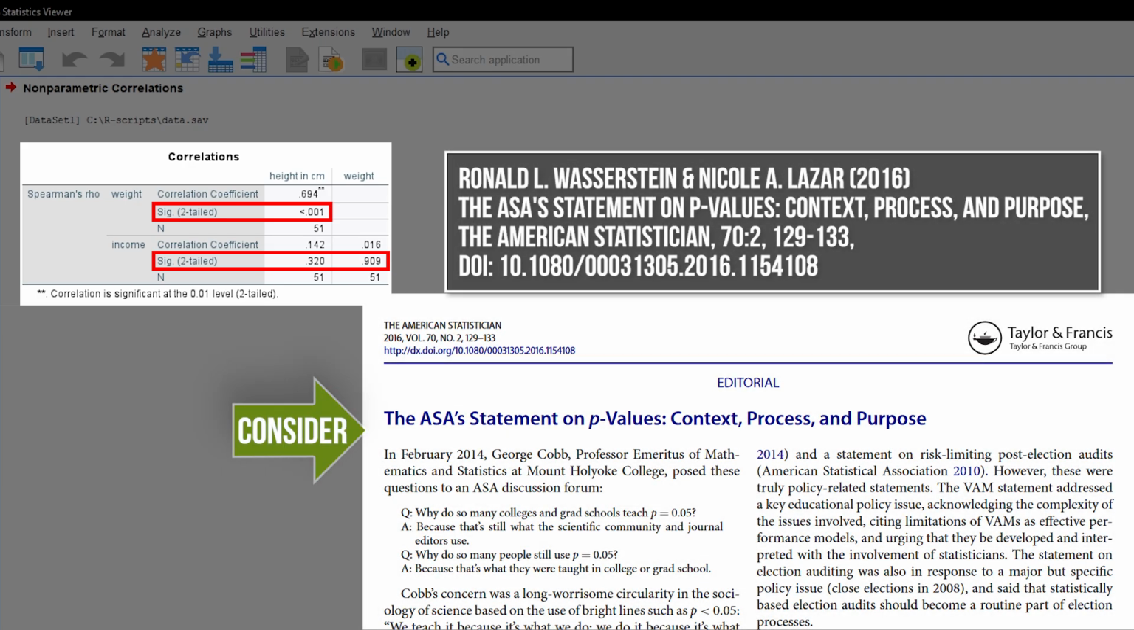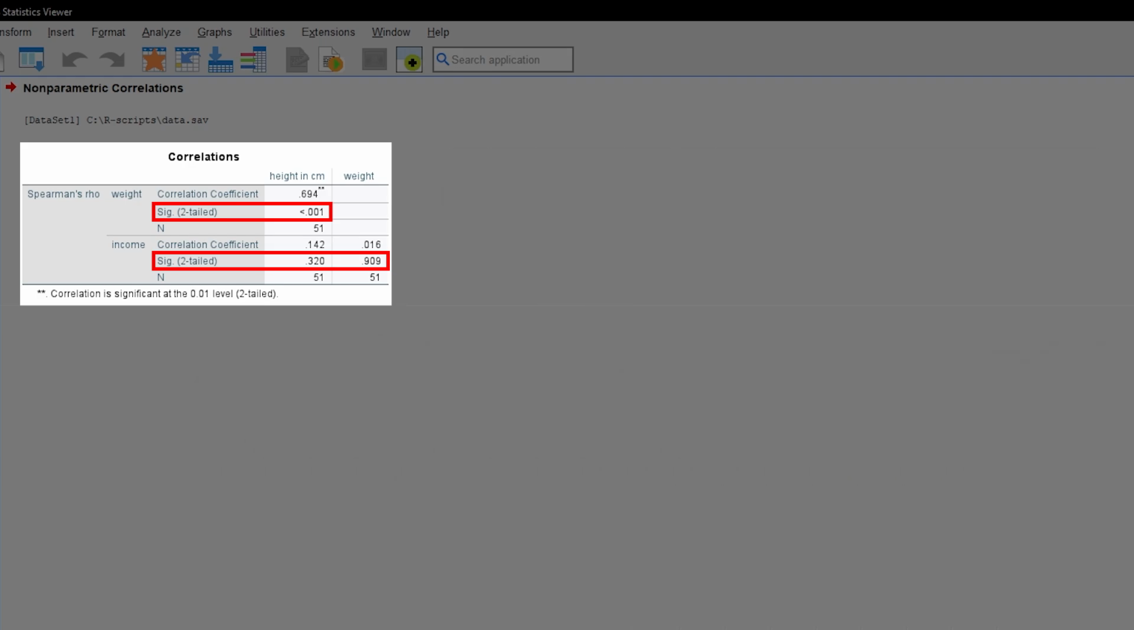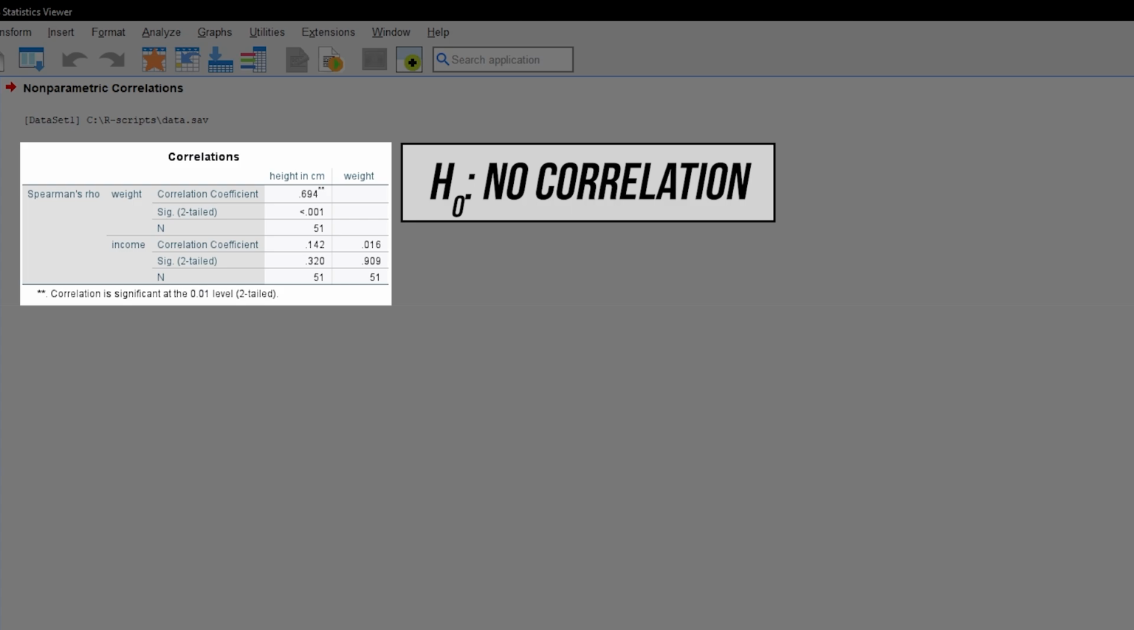Generally speaking, focus on the p-value first. If it is below the predefined threshold, for example 0.05, the null hypothesis can be rejected. Reminder, the null hypothesis assumes no correlation, neither positive nor negative, between your 2 variables.